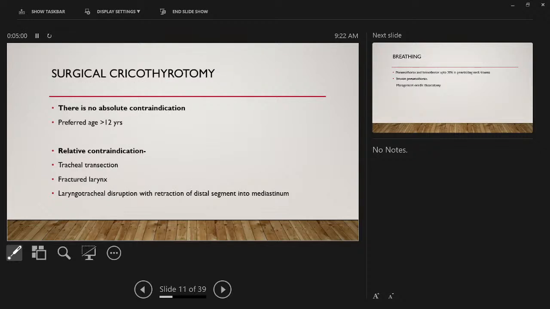And if all fails, then what we are left with is surgical cricothyroidotomy. There is absolutely no contraindication for cricothyroidotomy. Mostly it's preferred above the age of 12 years. And the relative contraindications are tracheal transection, fractured larynx, and laryngotracheal disruption.